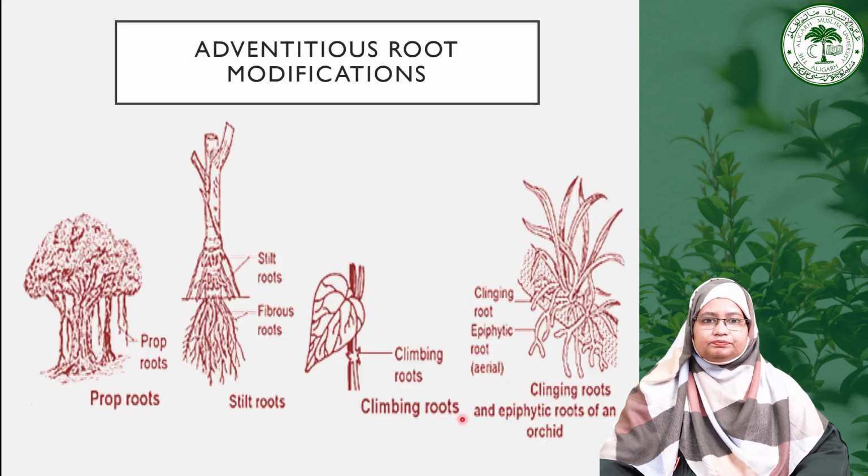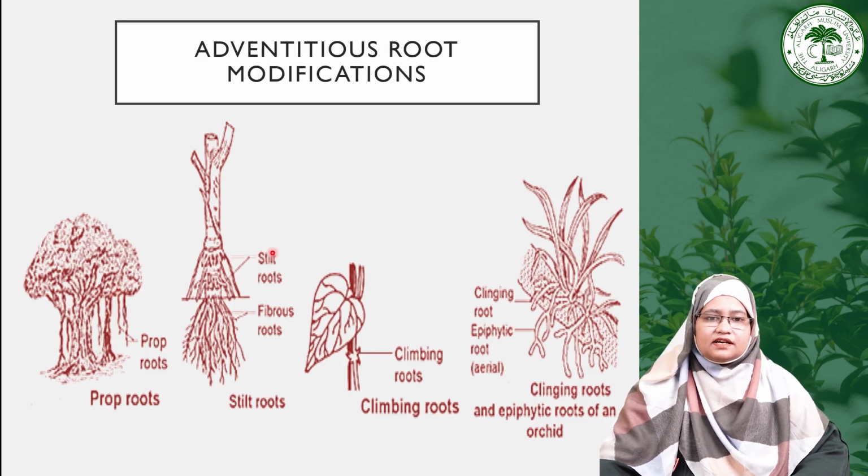Now next is the modifications of adventitious root. These roots are also adventitious root modifications, but they are performing the function of mechanical support. Like prop root in the case of ficus plants. These prop roots, as you can see, are the aerial roots that arise from the stem, from the branches, and they are supporting the plant. As you can see, the plants have quite large branches, and these roots originate from these branches and go into the soil, providing the mechanical support to these large branches in case of ficus.